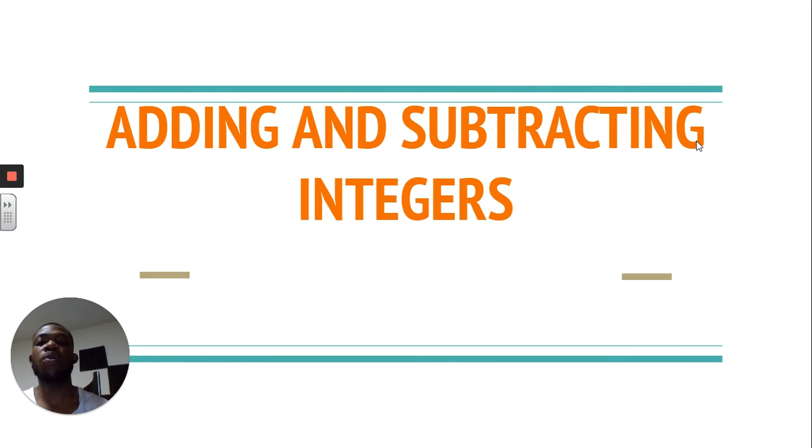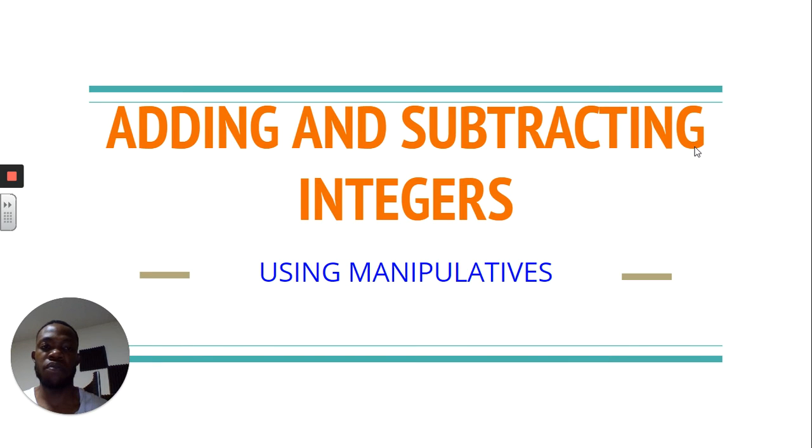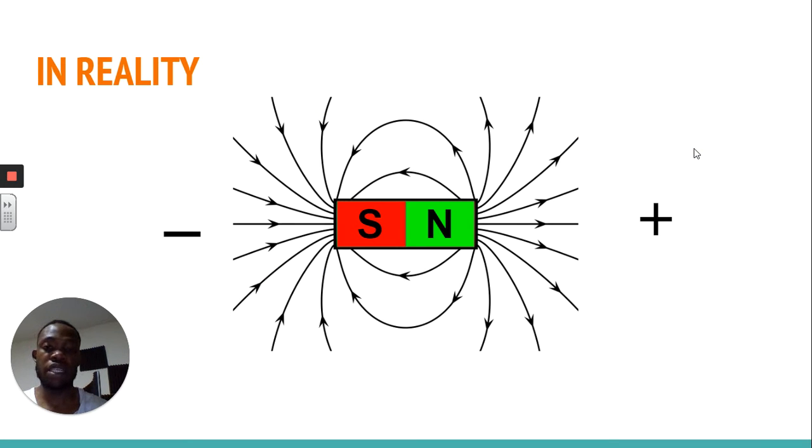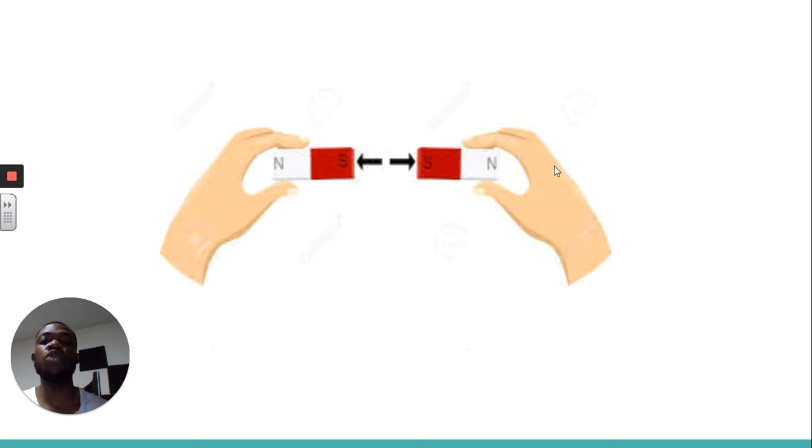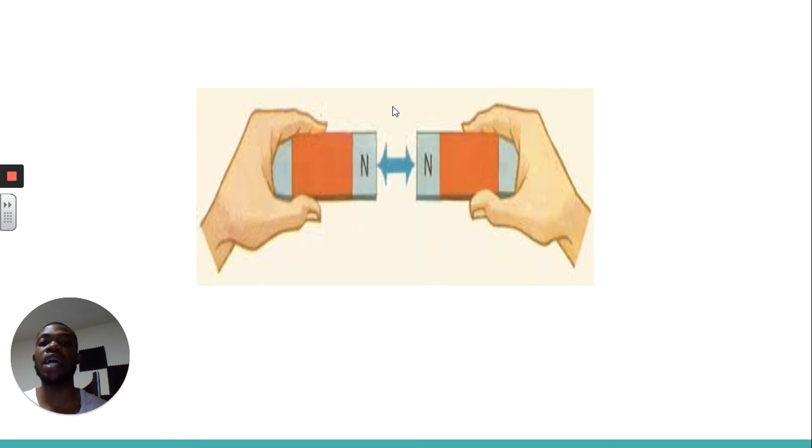Today, we'll be focusing on adding and subtracting integers using manipulatives. In reality, for a magnet, we know that one side is called the South Pole, and the other side is called the North Pole. If you put those together, they will attract. However, if you put a South Pole and a South Pole together, they will push apart. Also, if you put a North Pole and a North Pole together, they will push apart.